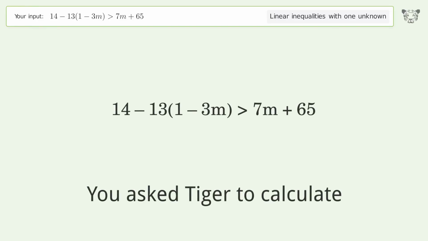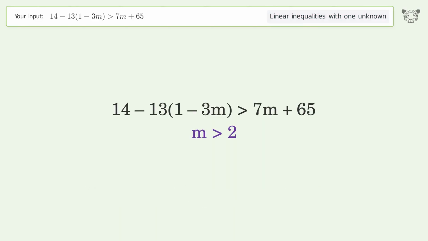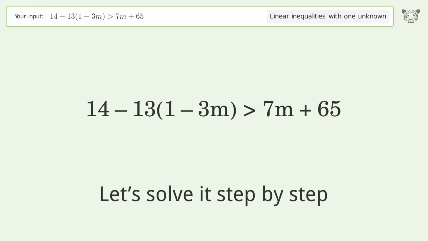You ask Tiger to calculate. This deals with linear inequalities with one unknown. The final result is m greater than 2. Let's solve it step by step.